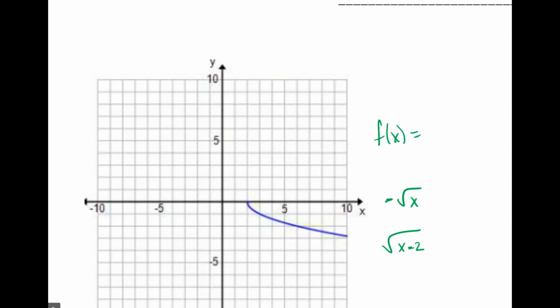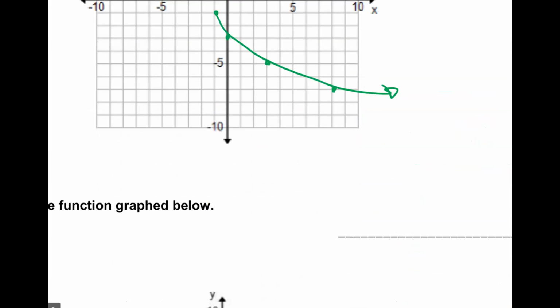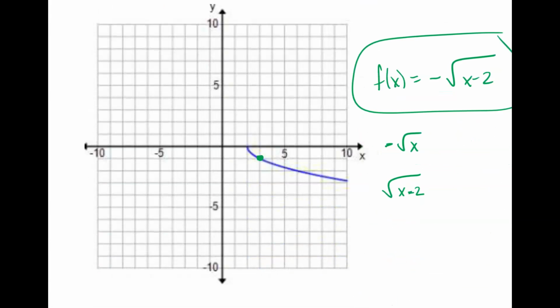Am I stretching it at all? No, it's just a negative. So literally it's going to be negative root x minus 2. The negative in front flips it. The minus 2 inside moves it to the right by 2. Your first point should be over 1, down 1, because normally it's up there. It doesn't start on the x-axis.